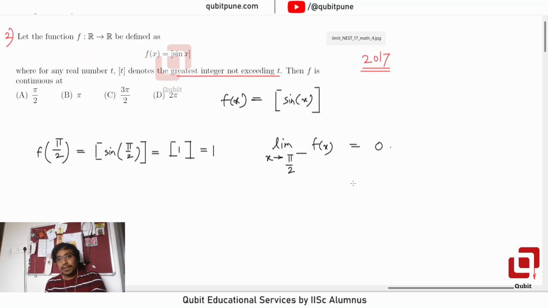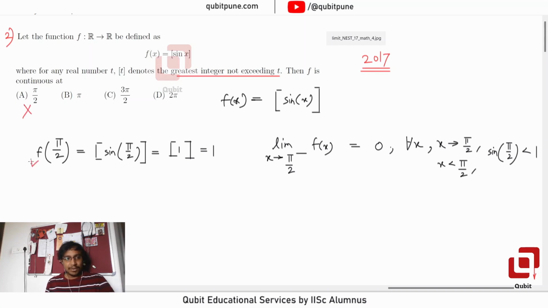Why is it 0? Because for all values of x approaching pi by 2, with x less than pi by 2, sin x is less than 1, so box sin x is equal to 0. So can it be called continuous at x equal to pi by 2? No, because the function's value is 1, the left hand limit's value is 0, and 1 is not equal to 0. Have you understood this?